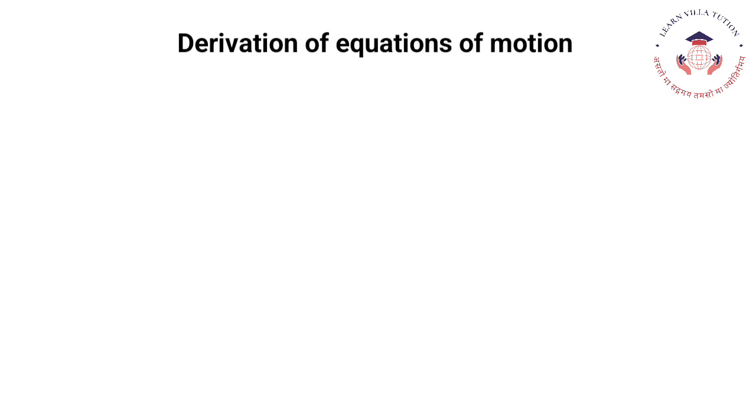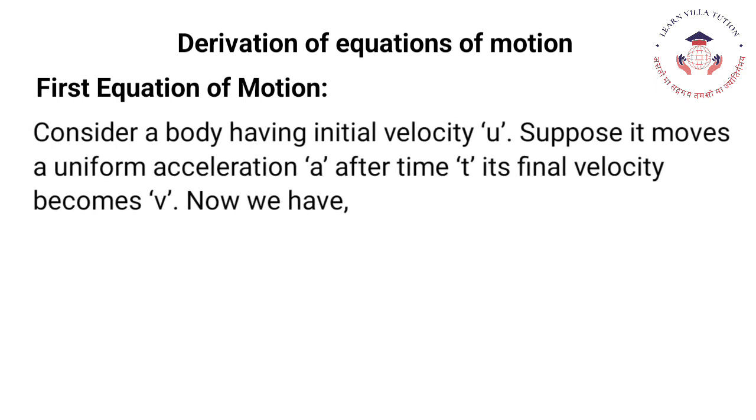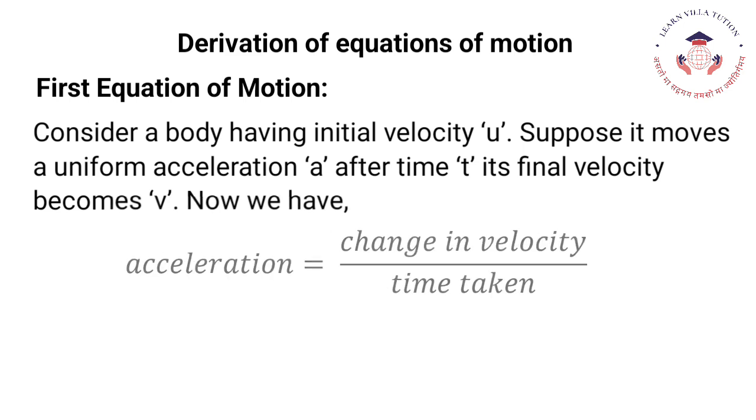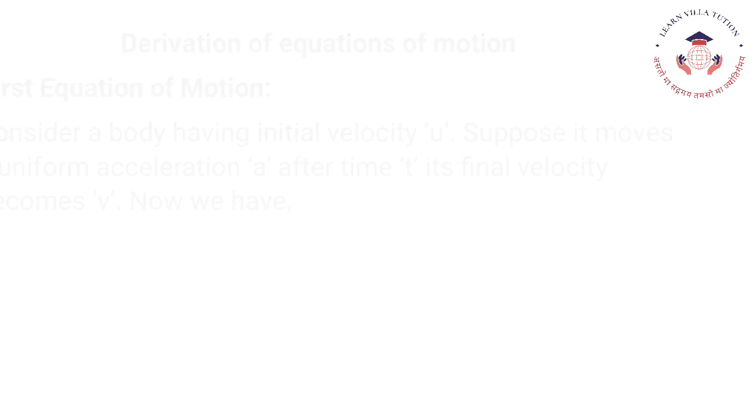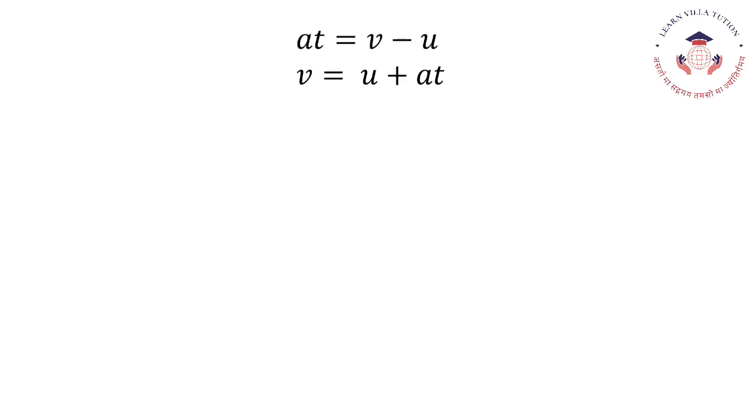Derivation of equations of motion. First equation of motion. Consider a body having initial velocity u. Suppose it moves with a uniform acceleration a. After time t, its final velocity becomes v. Now we have acceleration is equal to change in velocity divided by time taken. a = (v - u)/t, so at = v - u, hence v = u + at.